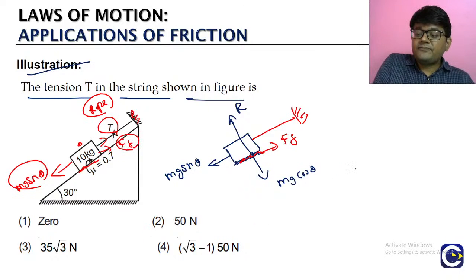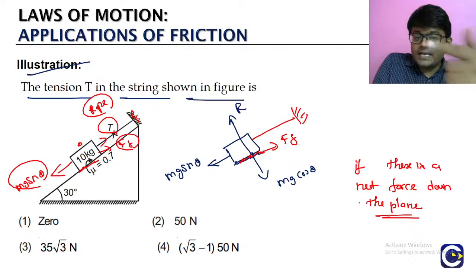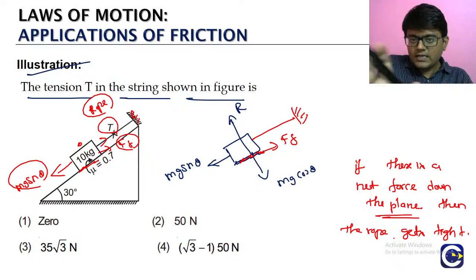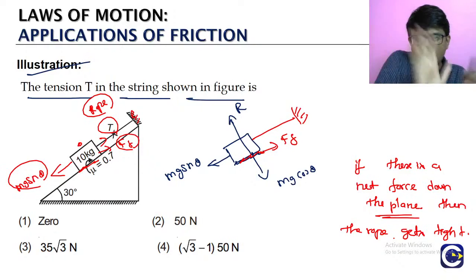Now, if there is a net force down the plane, after bringing in the friction, if there is a net force down the plane, then the rope gets tight and there will be a tension in the rope. See, previously there is no friction means what? The block is simply trying to go down, so tension has to balance it.